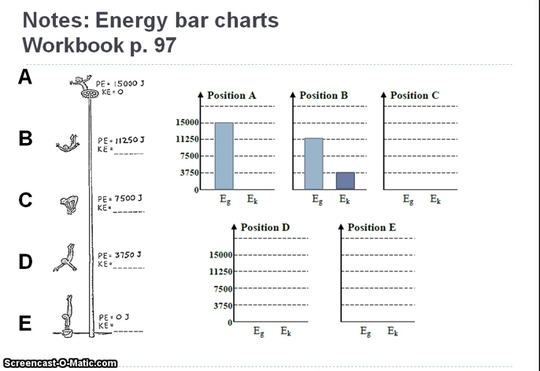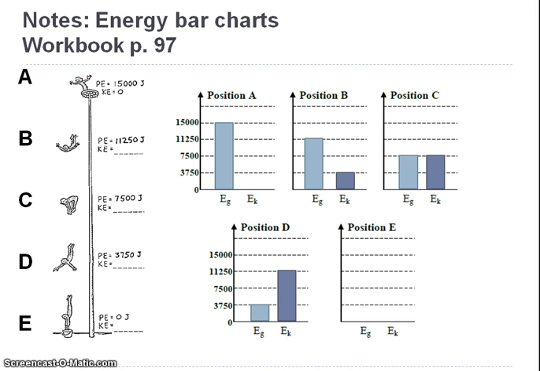At position C, until it's about halfway down, the potential energy is half of what it started with. So the remainder has to be kinetic energy, or 7,500. So those two bars should be up at 7,500 here. Alright, at position D, the potential energy has gone down a little bit more to 3750, so 15,000 minus 3750 is going to give us 11,250 for the kinetic energy.